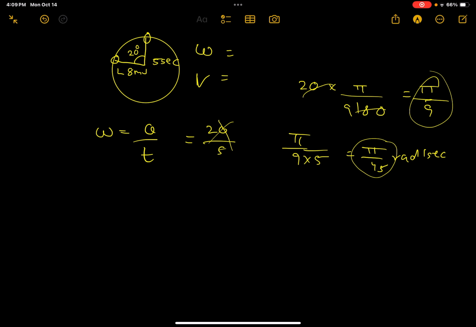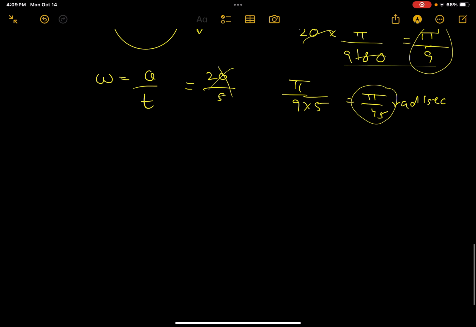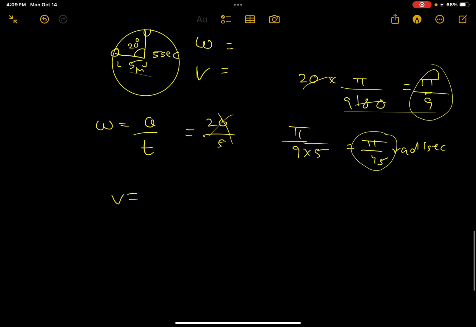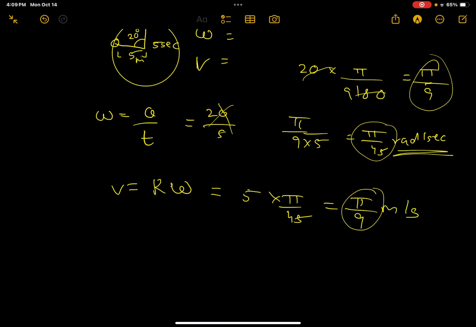So this is omega, and wait, let's take the radius as 5 meters. So the velocity is equal to r omega, which is equal to 5 times pi by 45, which is equal to pi by 9 meters per second. So this is in radians per second and this is in meters per second, because this is the angular velocity, right? How much theta it covers in a certain amount of time.